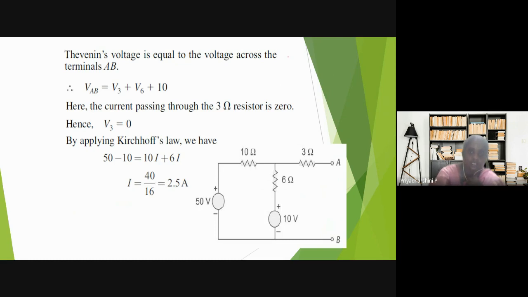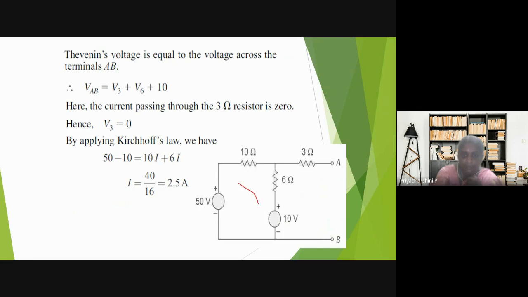Thevenin's equivalent voltage is the voltage across the terminals A and B. Now what are they doing? The voltage across A and B is the voltage across the 3 ohms resistor plus the voltage across the 6 ohms resistor plus the 10 volt, the overall path. This path alone we are taking. The current passing through this 3 ohms resistor is zero because it is an open circuit. So by applying Kirchhoff's law, voltage rise is equal to voltage drop. What are the two voltage rises here? One is 50 volt, another is 10 volt.